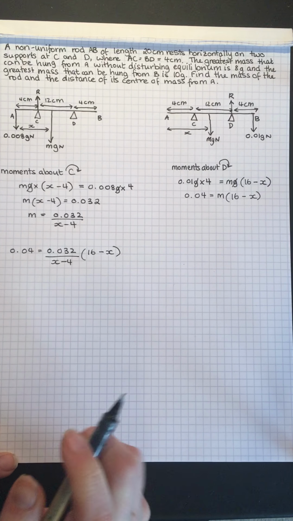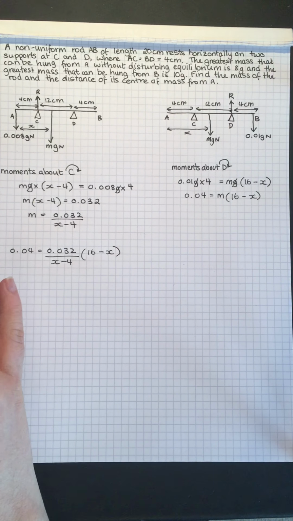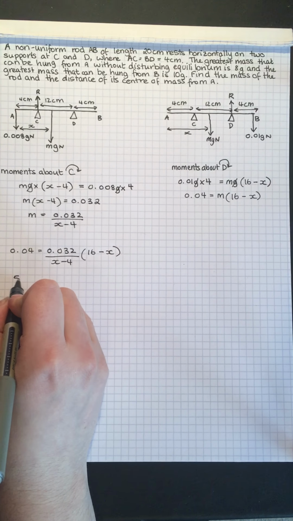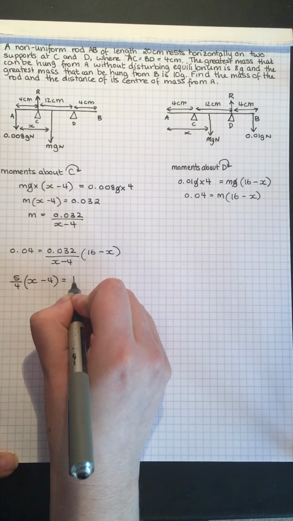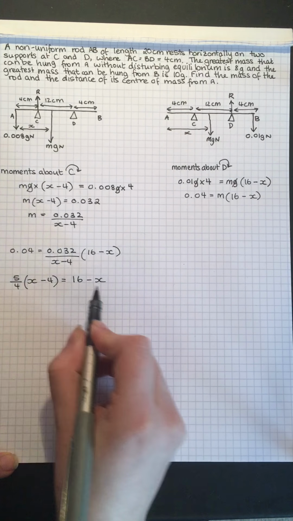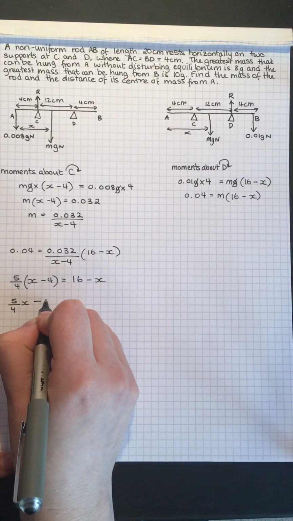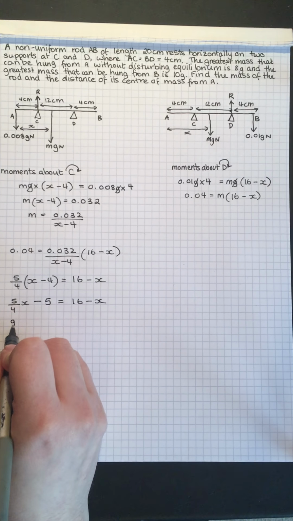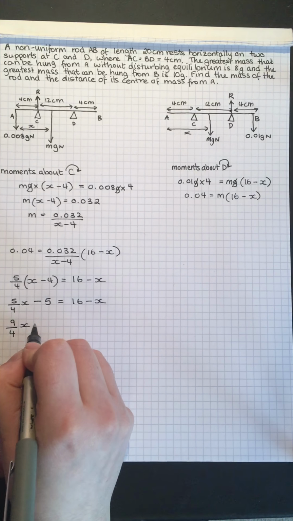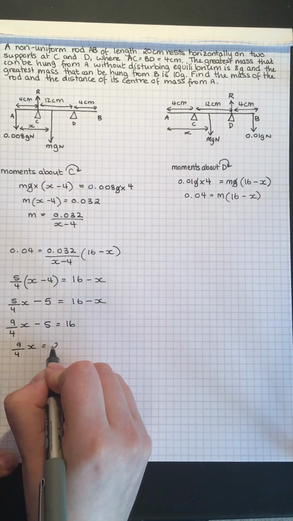Okay, so now I just want to solve this for x, so I'm going to do 0.04 divided by 0.032, which is going to give me 5 over 4. I'm also going to multiply through by this x minus 4, and I'm going to be left with 16 minus x on that side. Expanding out this bracket, I get 5 over 4 x minus 5 equals 16 minus x. Adding x to both sides, I get 9 over 4 x minus 5 equals 16. Then adding 5 to both sides, I get 9 over 4 x equals 21.